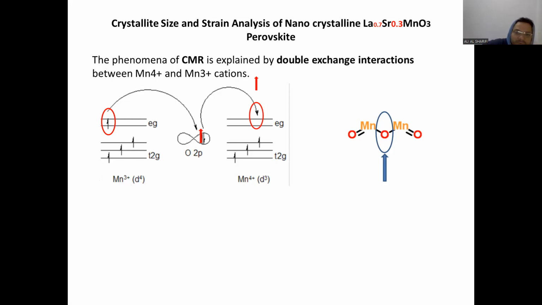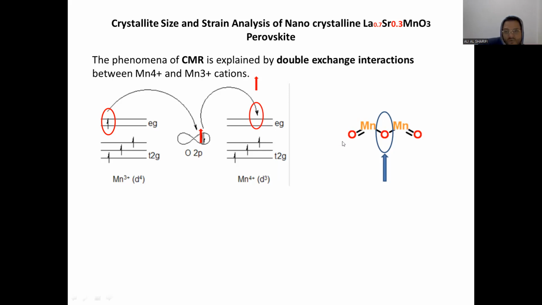And the property of double exchange interaction: the spin will jump from this eg level to the oxygen bridge, but the spin direction will be the same. And after that, it jumps again from this oxygen bridge to the next eg level, belonging to manganese 4 plus, with the same spin direction. That means the spin direction will never change.